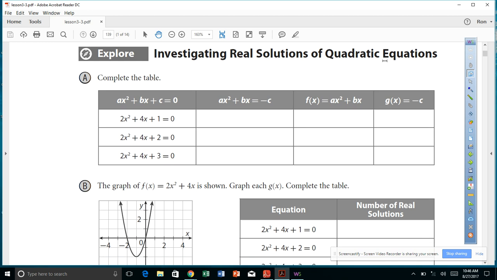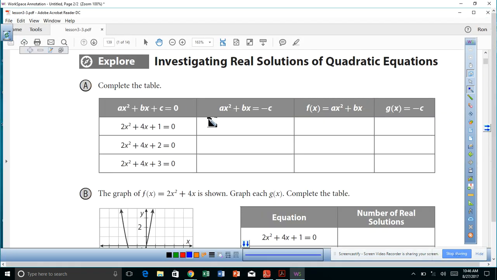All right, investigating real solutions of quadratic equations. Complete the table. ax squared plus bx plus c equals 0. So it looks like they're subtracting c from both sides. So we're going to subtract 1 from both sides. Minus 1, and we get 2x squared plus 4x equals negative 1. So we'll let f of x equal 2x squared plus 4x, and we'll let g of x equal negative 1.